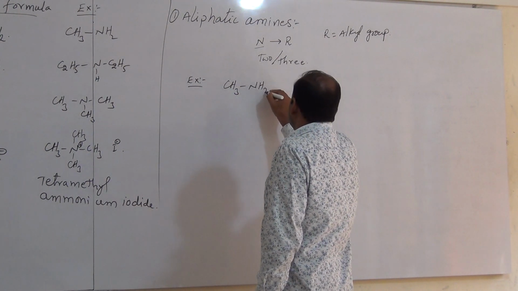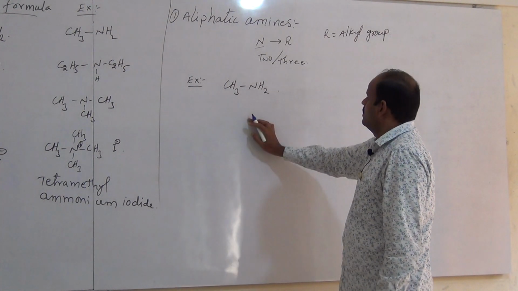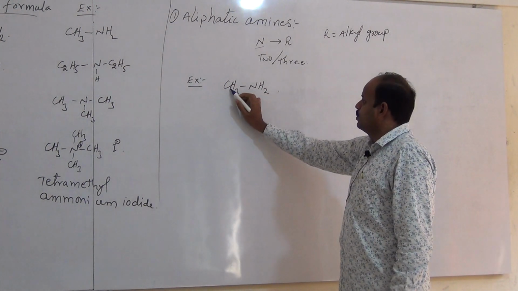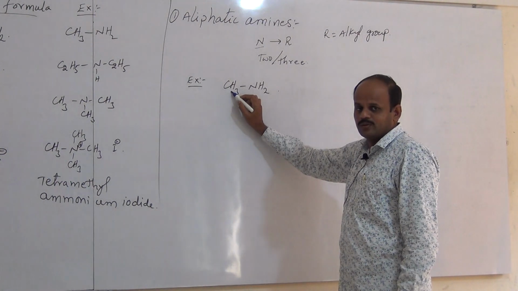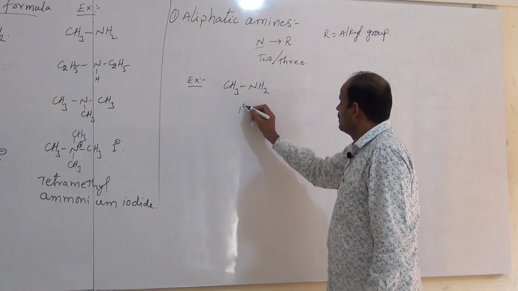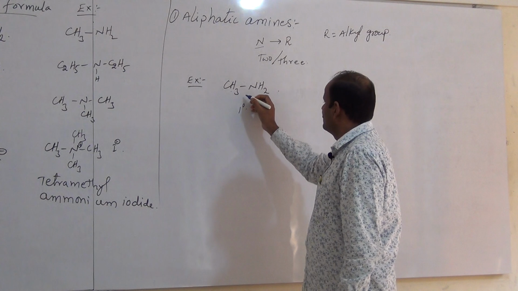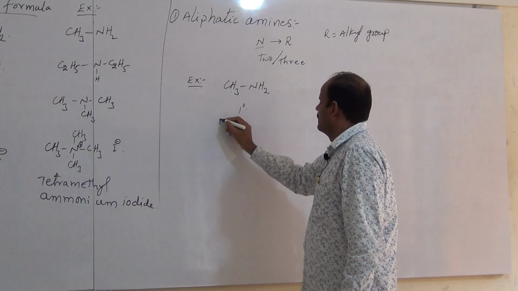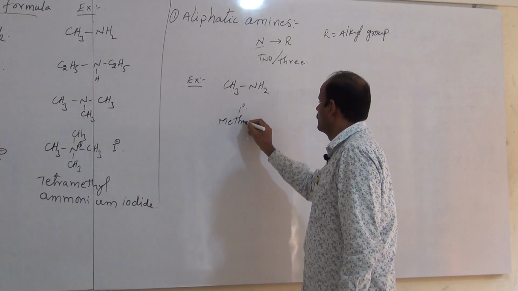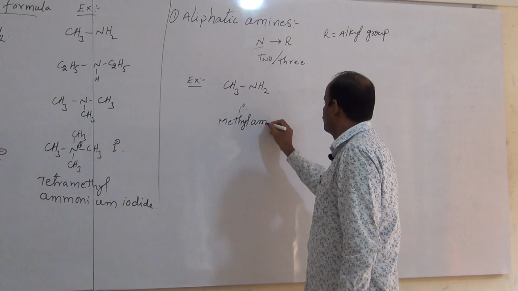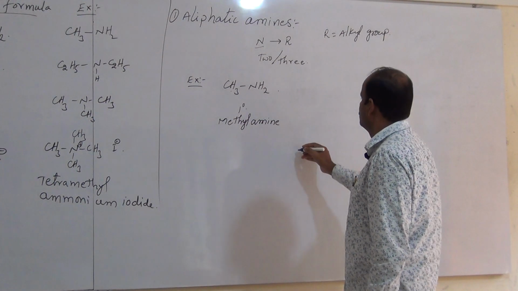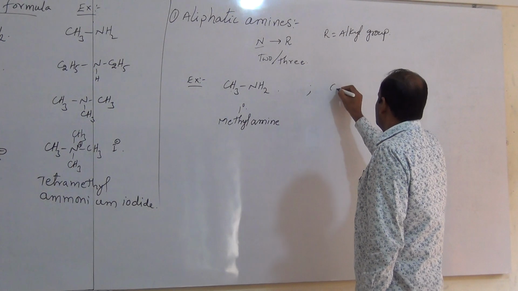CH3NH2. In this compound, the nitrogen atom is attached to 1 alkyl group, that is a methyl group. So it is the primary amine. And what is the name of this one? Methyl amine.